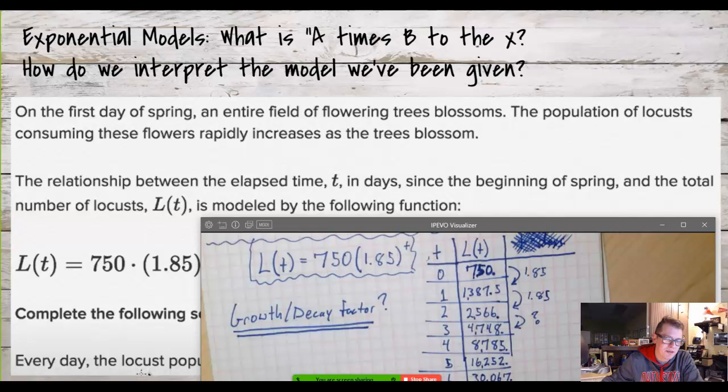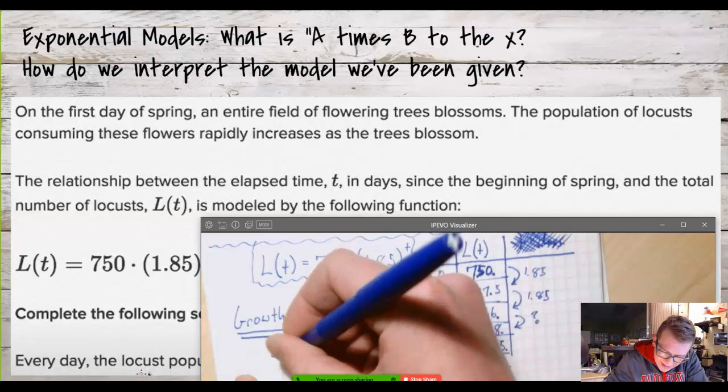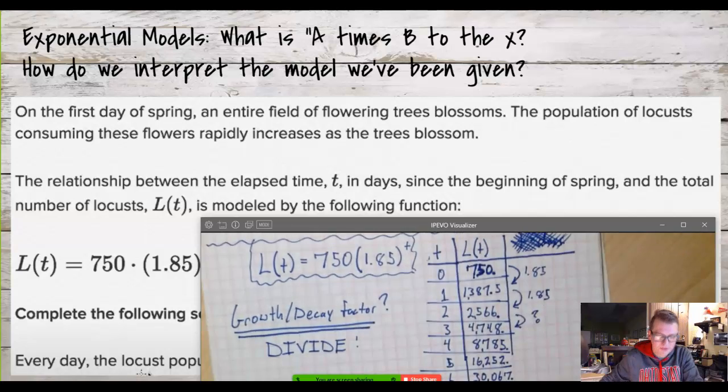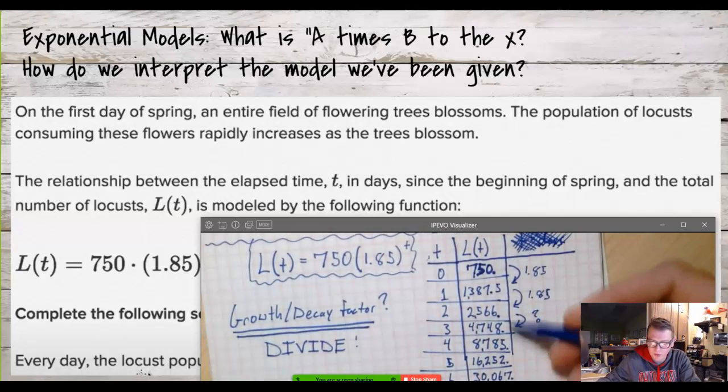Add, subtract, multiply, divide? When we did linear equations, we were using subtraction, right? y2 minus y1, x2 minus x1. So we would divide one number, a bigger number by a smaller number? You just said it. It was the second word you said. You divide, right? We divide to find the growth factor. And we'll talk more specifically about what exact divisions.